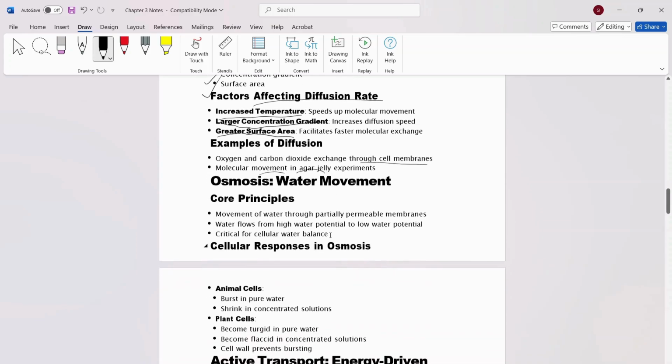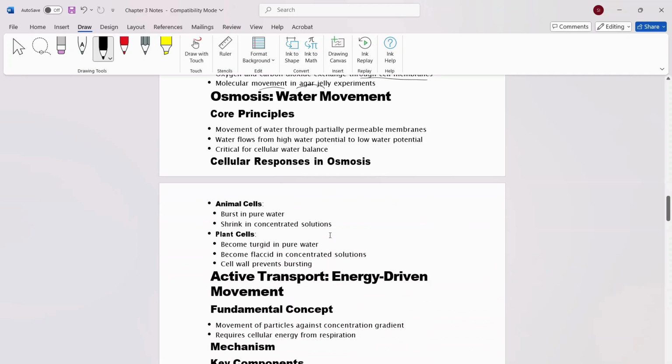Osmosis, water movement, core principles. Movement of water through partially permeable membranes. See the importance of this terminology, it came again now. Water flows from high water potential to low water potential. Next, critical for cellular water balance.